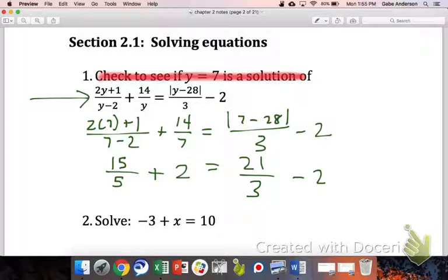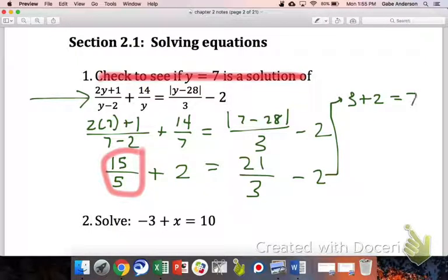So I'm going to come over here. Let's see if we can finish this out. What is 15 over 5? 3. So we get 3 plus 2 equals 21 over 3 is? Oh my gosh, do you see this? 3 plus 2 is 5. 7 minus 2 is 5. That thing checked. Therefore, our conclusion would be this.